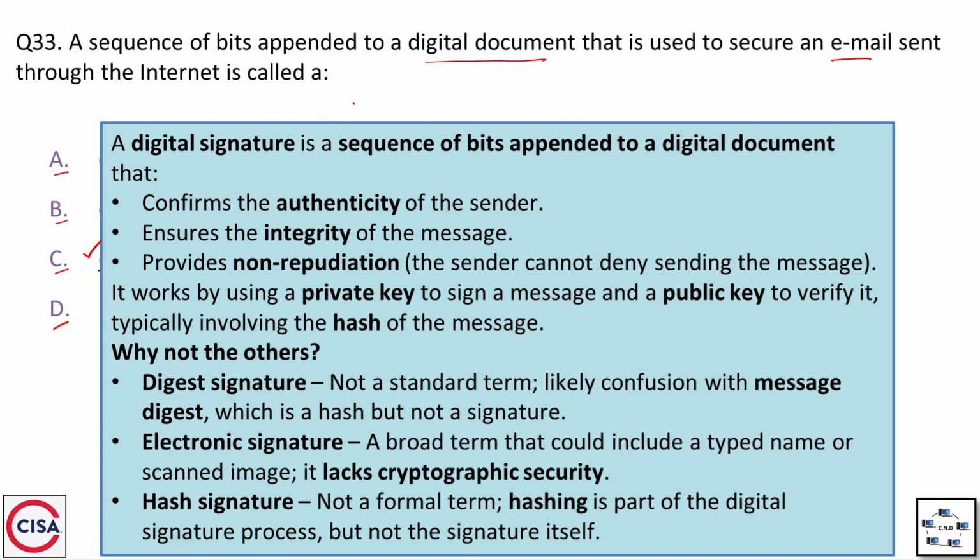A digital signature is a sequence of bits appended to a digital document that confirms the authenticity of the sender, ensures the integrity of the message, and provides non-repudiation, that is, the sender cannot deny sending the message. It works by using a private key to sign a message and a public key to verify it, typically involving the hash of the message.